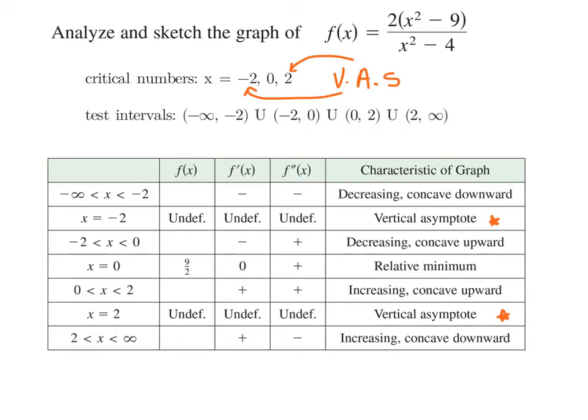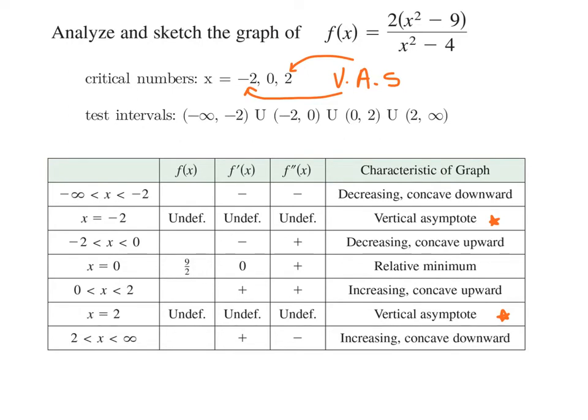So for example, the first interval here, I might test -5, and if I plug that into my first and second derivative, they're both negative. So that means that the original graph is decreasing and that part of the graph is concave down. And at x equals -2 and also x equals +2, I plug that in, it's undefined, it's a vertical asymptote, we've already established that. And then at x equals 0, another point here, I get 9/2.